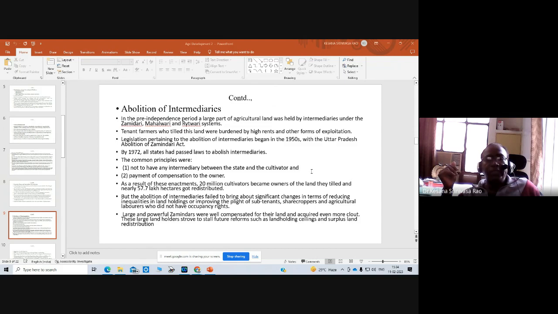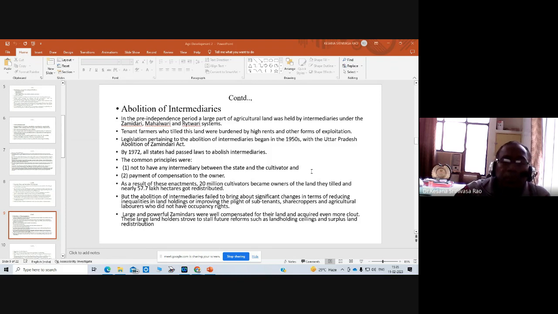When we got independence, almost all these things were wiped out. Tenant farmers who tilled the land were burdened by high rents and other forms of exploitation. High rents were also one of the exploitation factors. Legislation pertaining to the abolition of intermediaries began in the 1950s with the Uttar Pradesh Abolition of Jamindari Act. By 1972, all states had passed laws to abolish intermediaries. So in that way, the majority of the intermediaries have been wiped out.